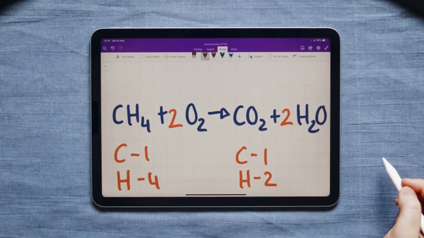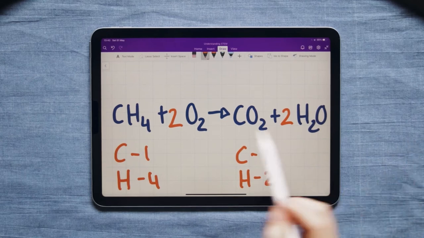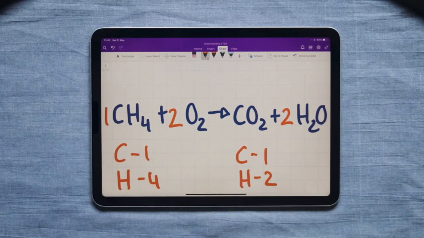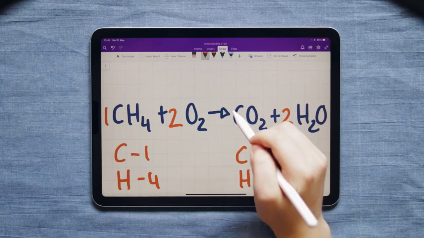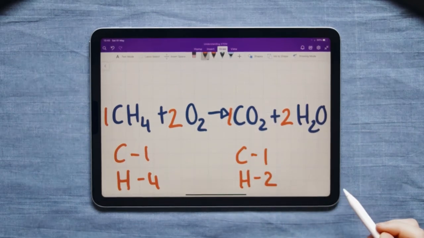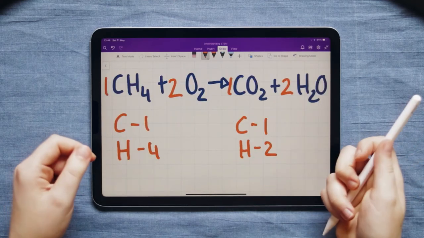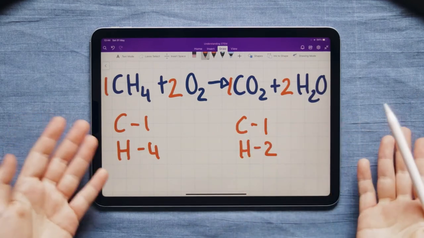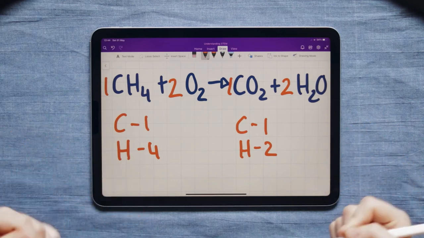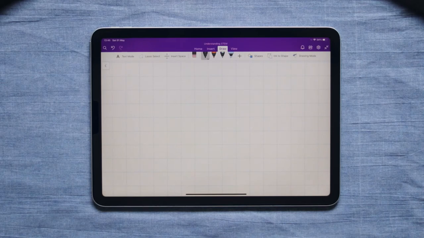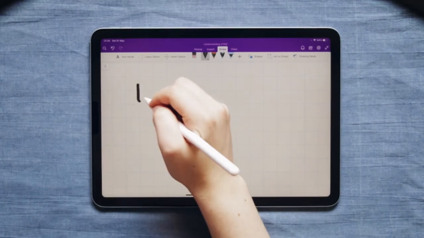When this equation is balanced, we can see that one molecule of methane reacts with two molecules of oxygen to produce one molecule of carbon dioxide and two molecules of water. You could do this with trial and error, substituting numbers to see which ones work, but this will take quite a while. So, there's a little trick that I use.